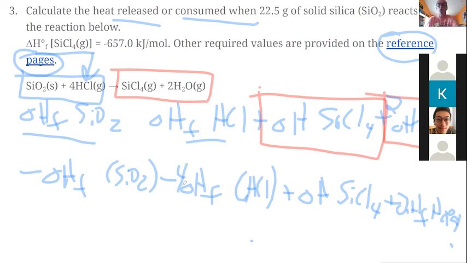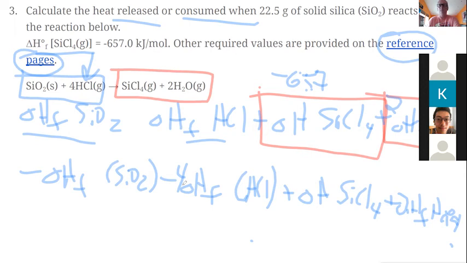So that would be per mole of silicon dioxide. But we're not done, right? Can we figure out what these numbers are first? Can we look up the heat of formation for silicon tetrachloride gas? Oh, we have that one. So minus 657. What about water? Gaseous water. Do we know what that one is?